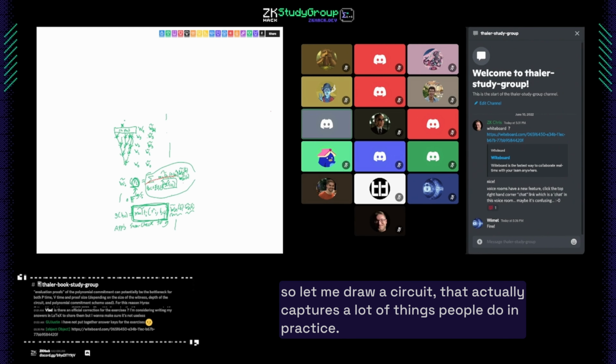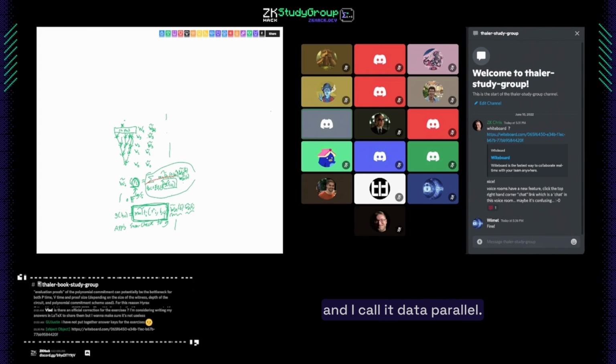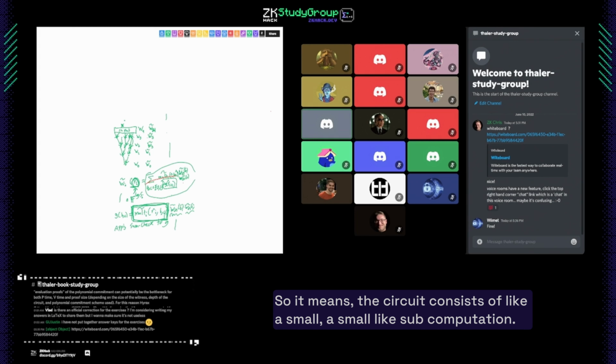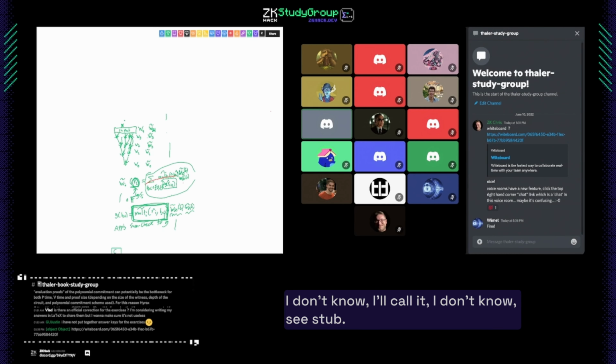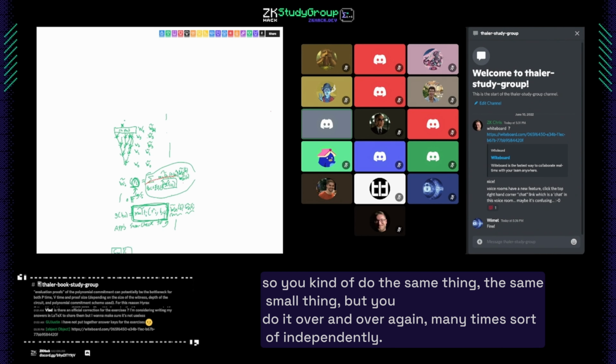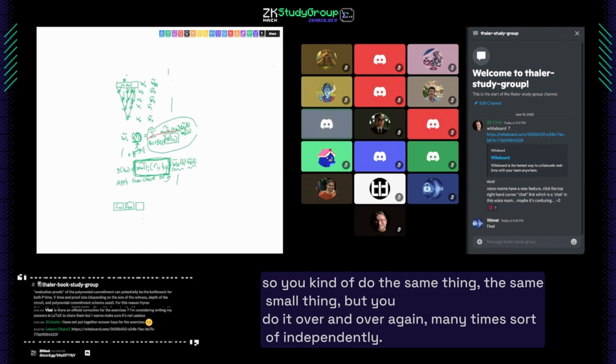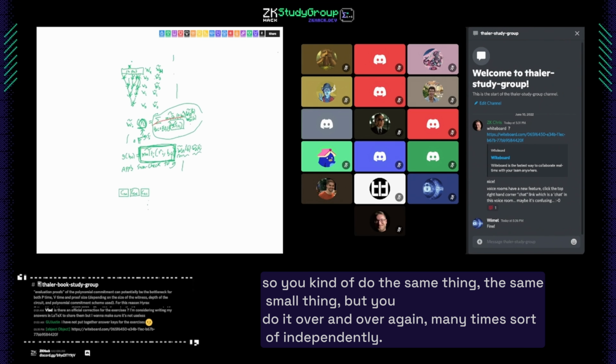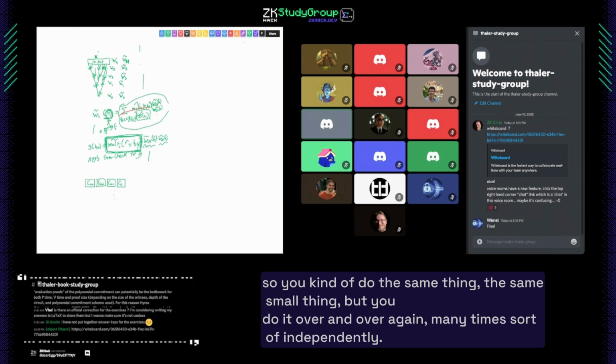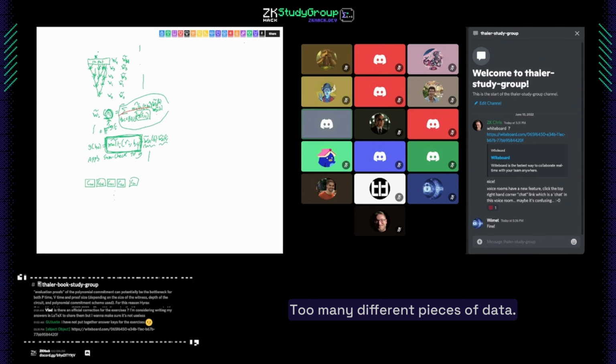So let me draw a circuit that captures a lot of things people do in practice. I call it data parallel. It means the circuit consists of a small sub-computation, I'll call it C sub. So you do the same small thing, but you do it over and over again many times, independently, to many different pieces of data.